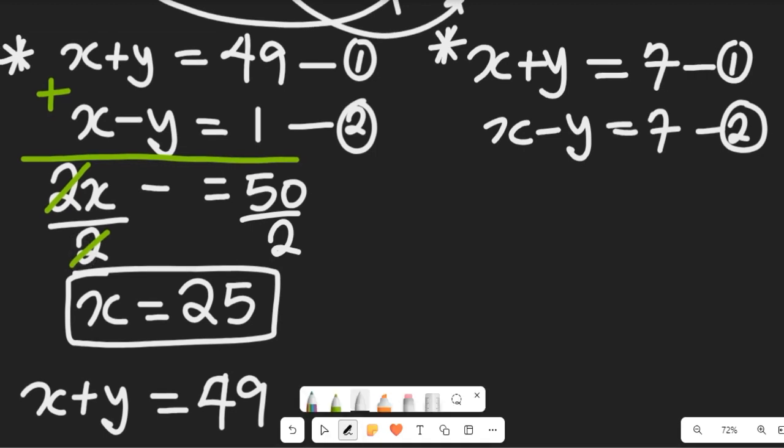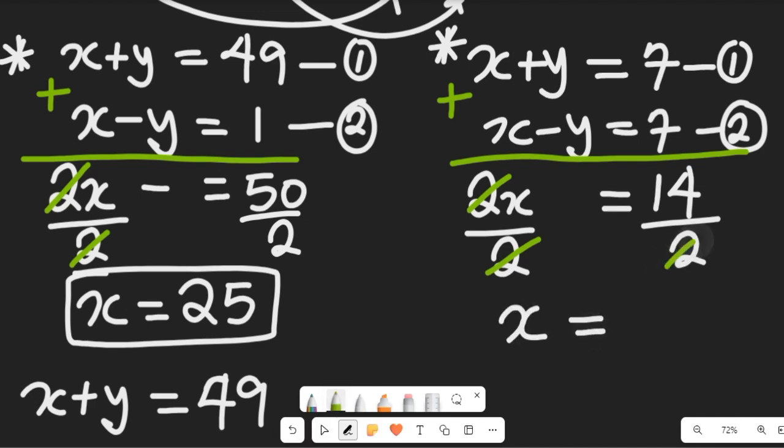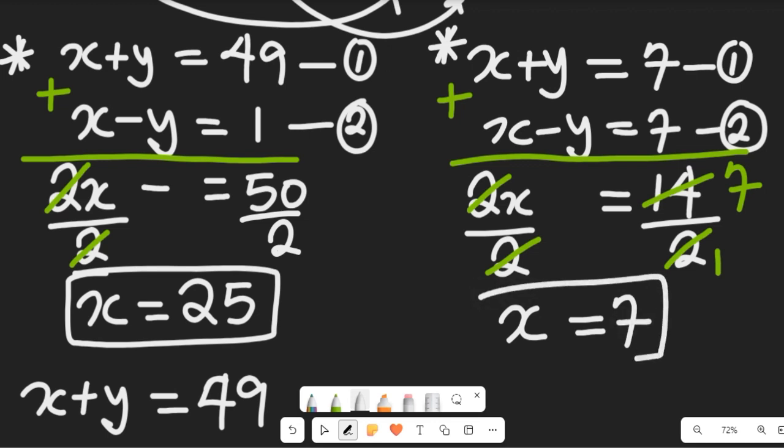From the other simultaneous equation, we can still decide to add the two expressions. And if we add the two expressions, x plus x is going to give us 2x, while y cancels out to give us 0. This will be equal to 7 plus 7, which is going to give us 14. So we're going to divide here by 2 and divide here by 2. What do we have? 2 clears 2 to give us x, that will be equal to 14 divided by 2, which is going to give us 7. So x will be equal to 7.